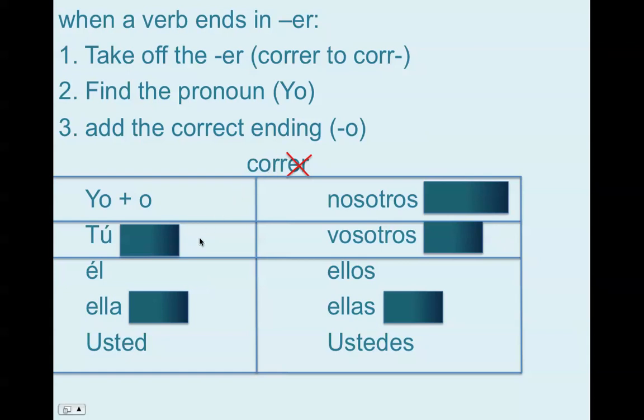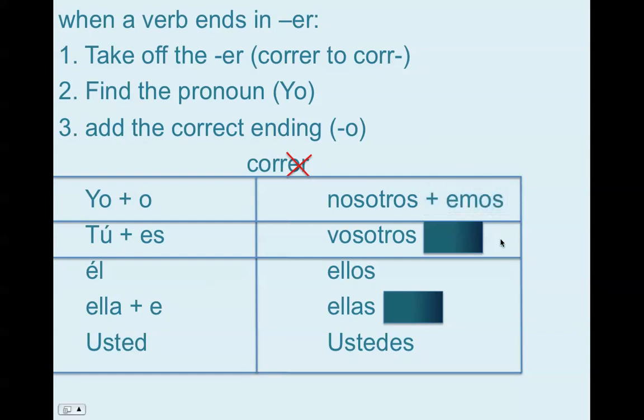If you want to say you run, you find tú, because that's the pronoun for you in Spanish, and you take off the ER still, and then you add an ES. So it would be corres. If you want to talk about she or you formal or he, you're going to add an E to the end and the verb will become corre. If you want to say we run, it's corremos. You all run, vosotros corréis, and that's only in Spain. And then they run or you all run is going to be corren.